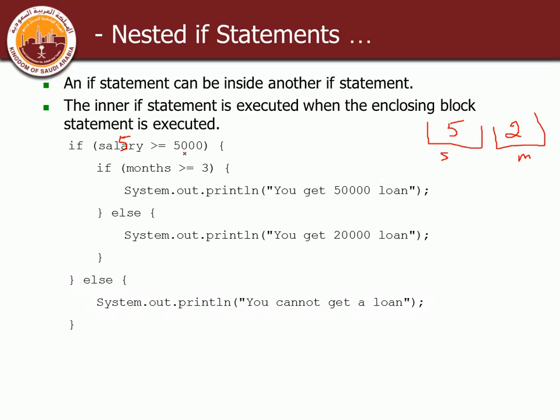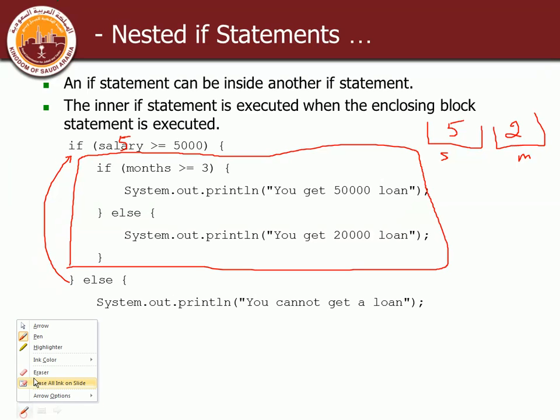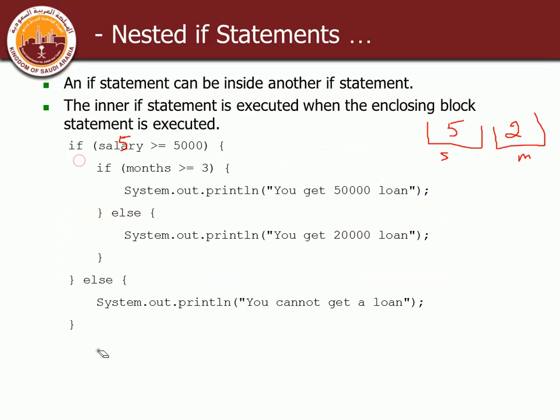The block starts here and ends here. That means this else is this block inside of the if. This else belongs to this if, right? So because it's 5, I'm going to jump inside this else. There is only one display, you cannot get a loan. So that's what I'm going to see on the screen.